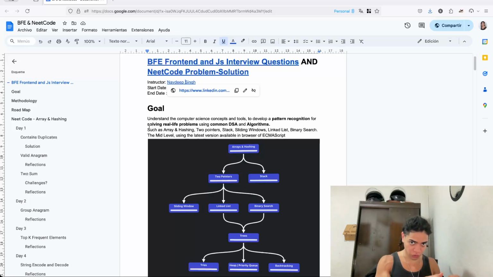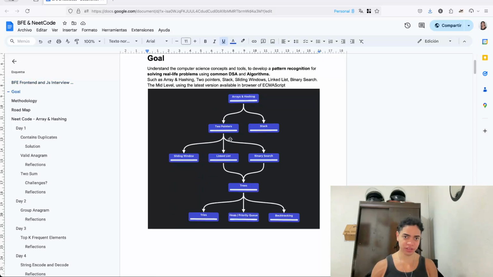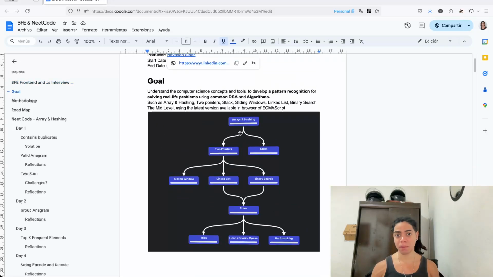It's about actually understanding the fundamentals of this career, which is computer science, and how you can use all of these particular tools to solve real-life problems and develop an awareness of how you can do that, and this pattern recognition. So by using tools like data structures, algorithms, and techniques, you can solve most of these common problems.